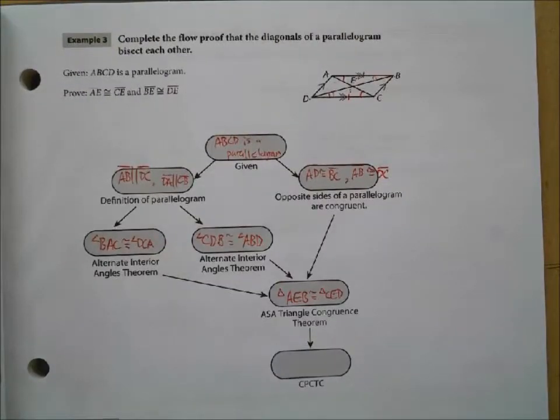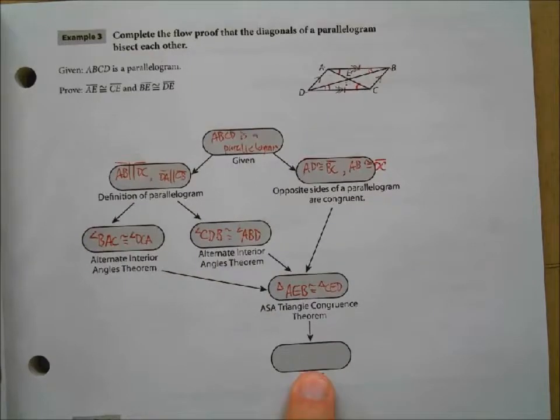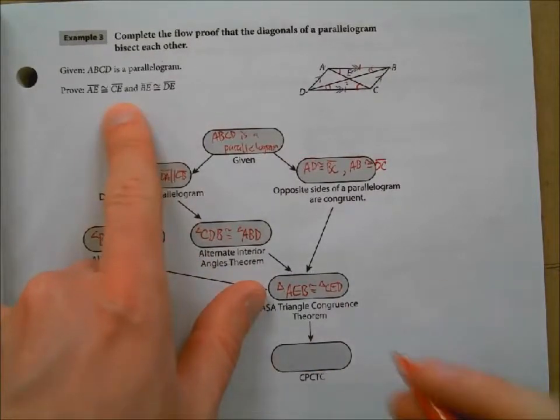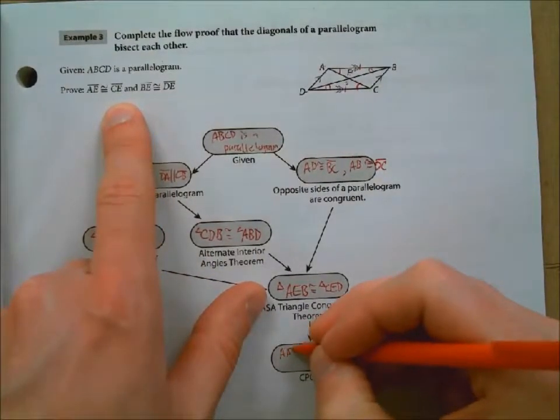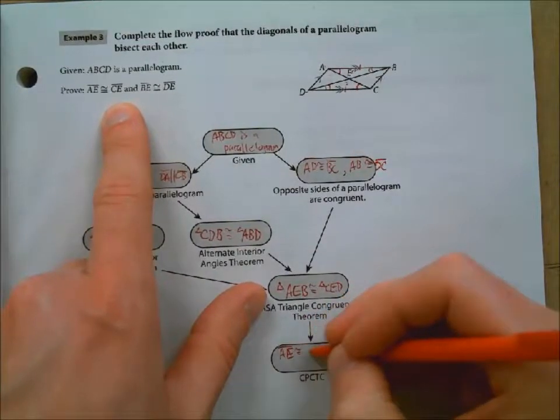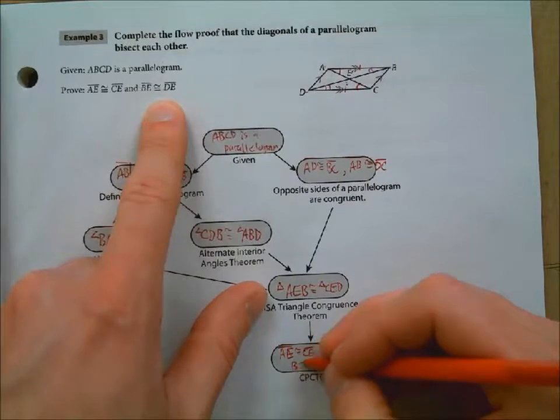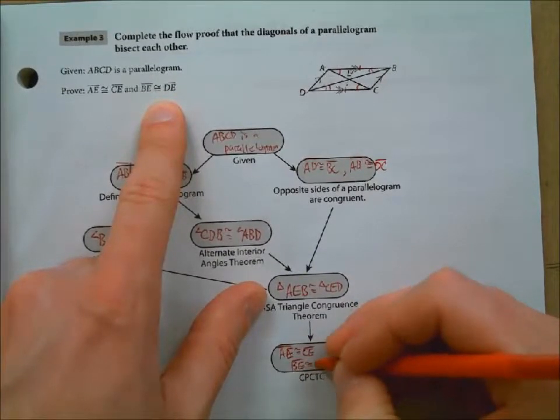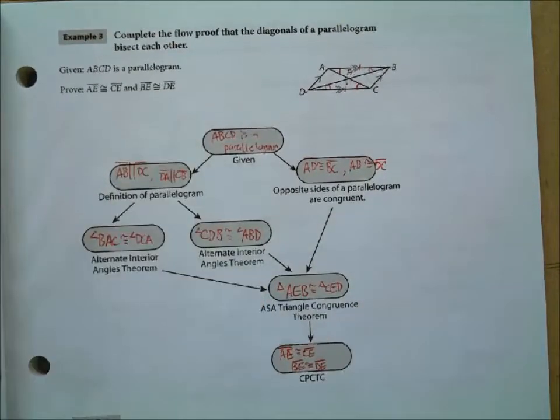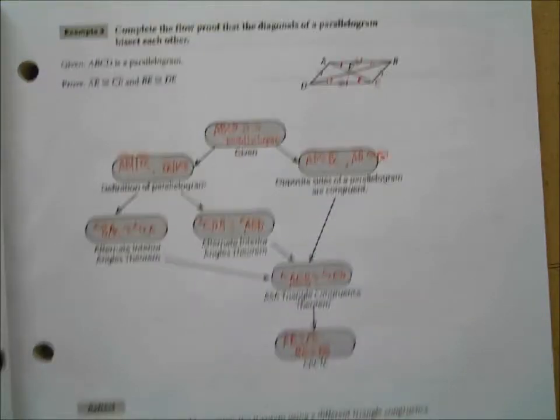Once we've done that, we have our last step here. So what are we trying to prove? AE is congruent to CE, and BE is congruent to DE. And there it is. There's the proof.